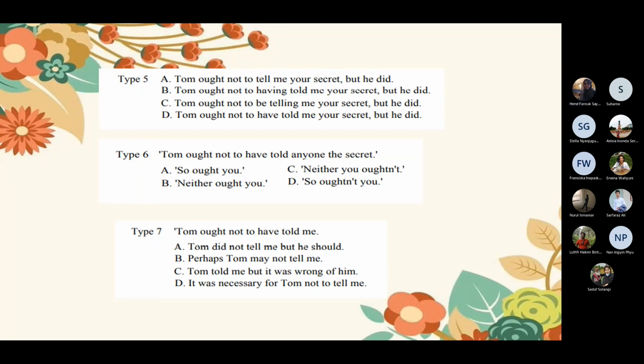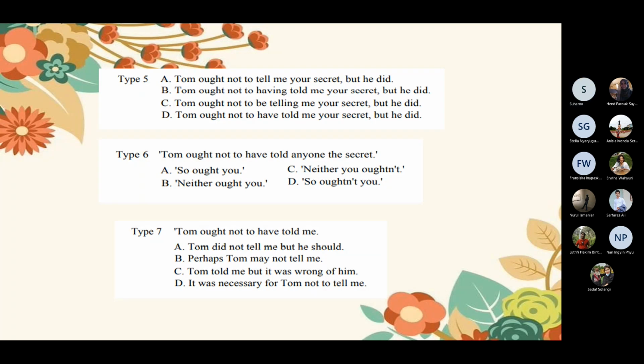Number C. Yeah, Tom told me, but it was wrong of him. Actually Tom is supposed not to tell me, to tell him. But he did tell me. Number C: ought not to have. Seharusnya tidak memberitahu. But the fact is Tom told me. Sudah memberitahu.